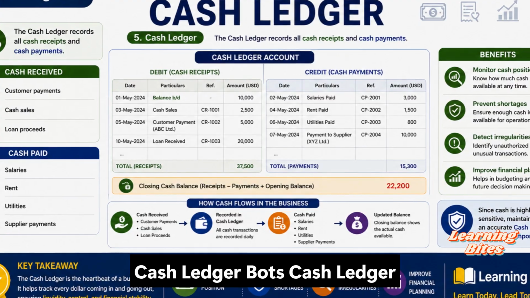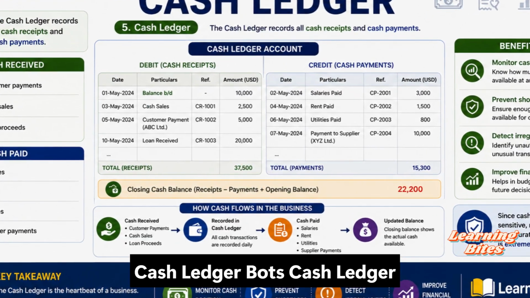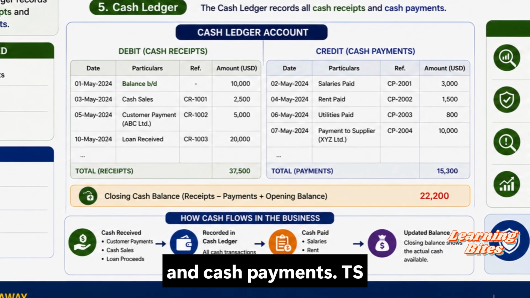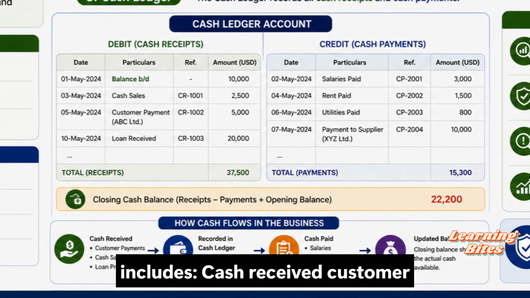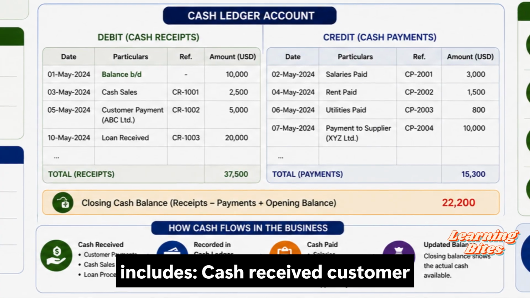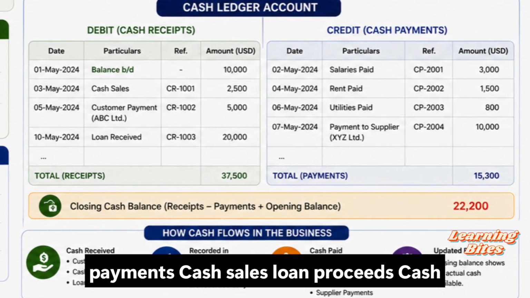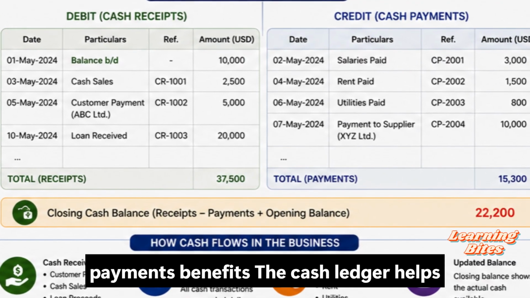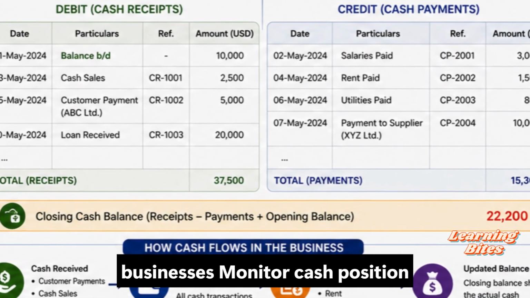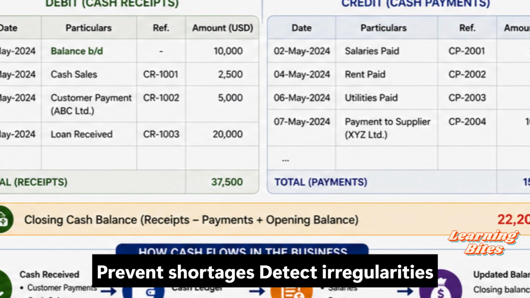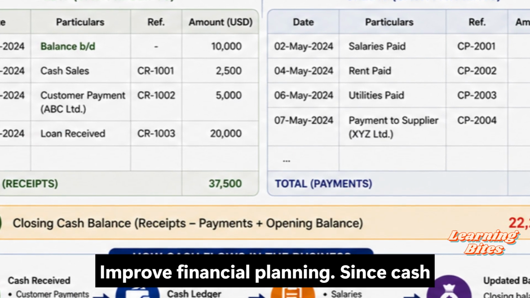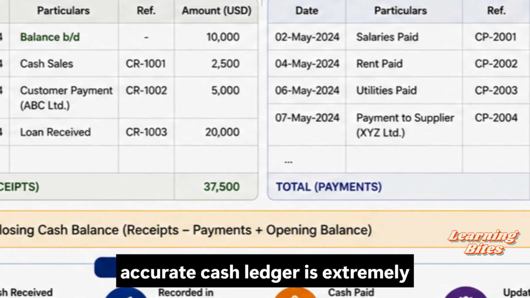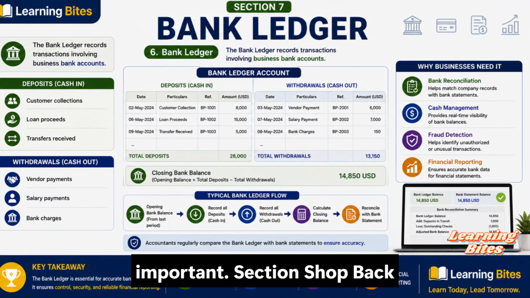Section E. Cash Ledger. The cash ledger records all cash receipts and cash payments. This includes cash receipts: customer payments, cash sales, loan proceeds; and cash payments: salaries, rent, utilities, supplier payments. The cash ledger helps businesses monitor cash position, prevent shortages, detect irregularities, and improve financial planning. Since cash is highly sensitive, maintaining an accurate cash ledger is extremely important.